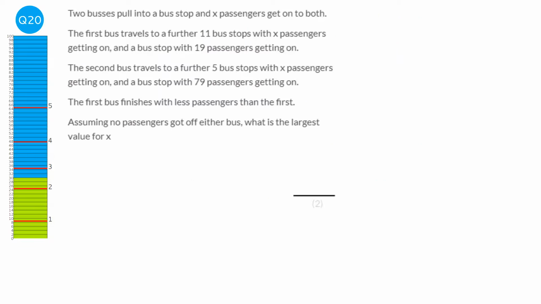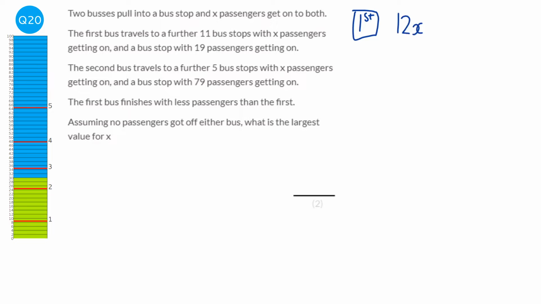So we're going to write an expression for the amount of people on the first bus. So they've started with X passengers and they've gone to 11 bus stops with X passengers. So altogether that is 12X. So we're going to have the first bus. And so we've got 12X.